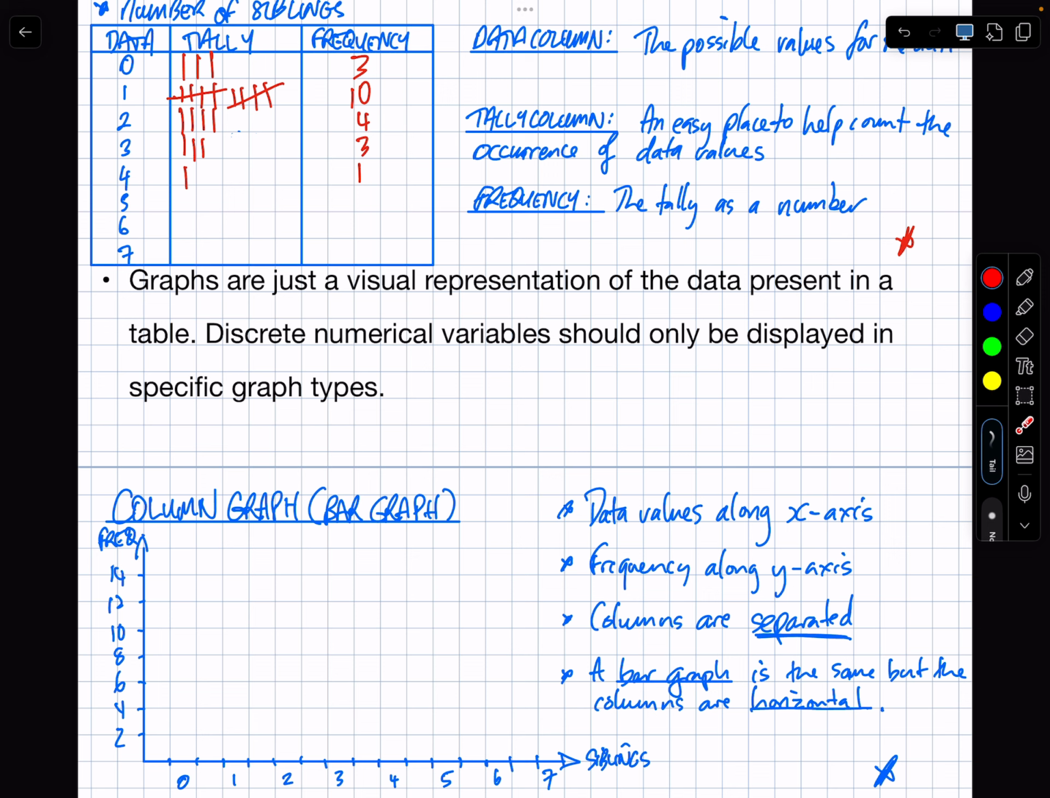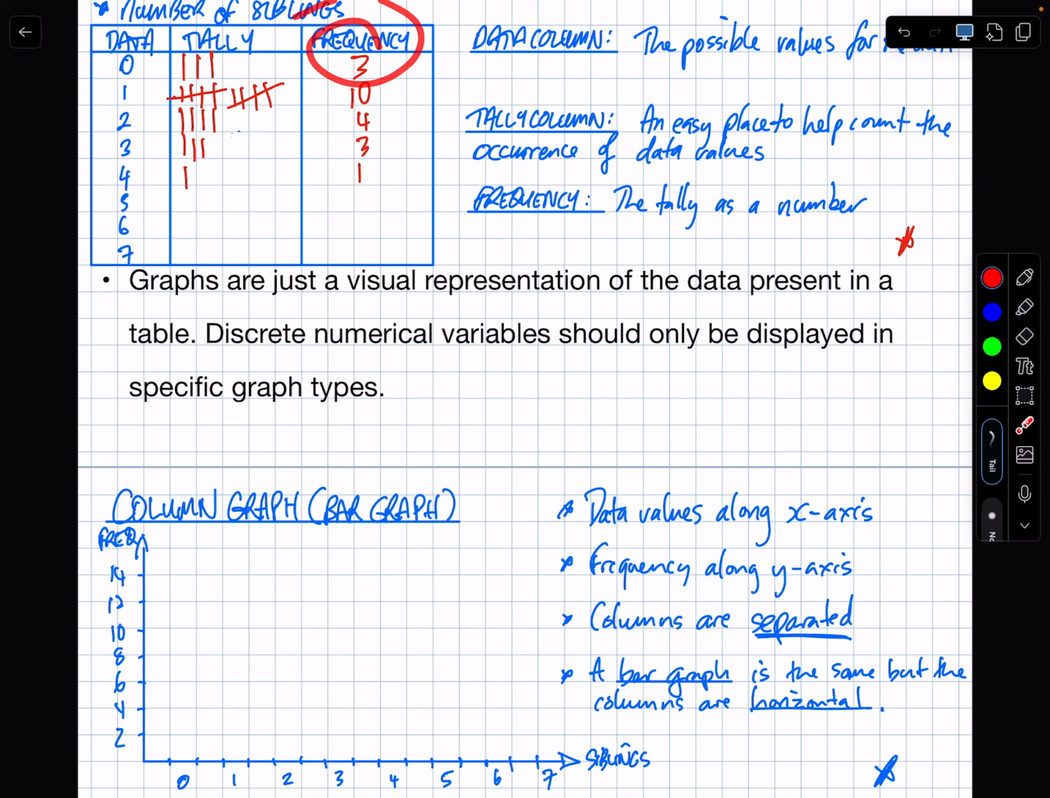You should have seen what a column graph is. What is a column graph? You've got two axes. The bottom is the data, the vertical is the frequency. The data goes along the x-axis, frequency along the y. Columns must have gaps between them here. There's a different kind of graph when the bars are right next to each other. A bar graph is the same, but columns are horizontal.